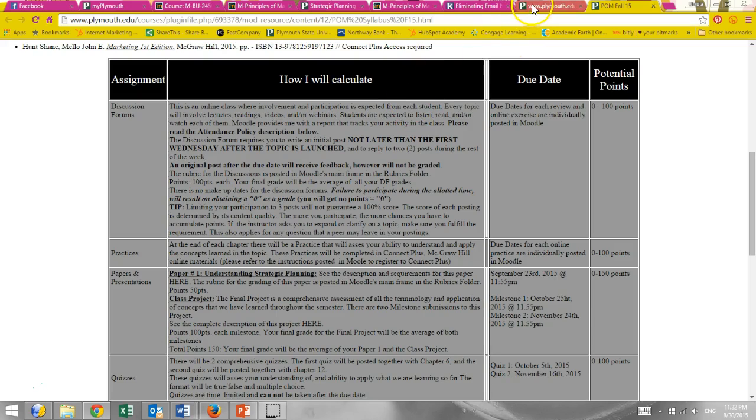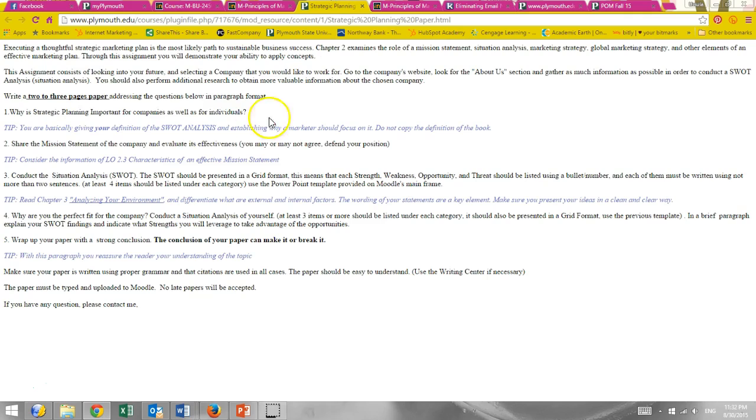rubric, which I think I have here. So it's going to be based on what you will examine in chapter 2 and chapter 3, and it's a whole assignment. You have to write a 2 or 3 page paper, and you're going to have to address all these questions in a paragraph format.